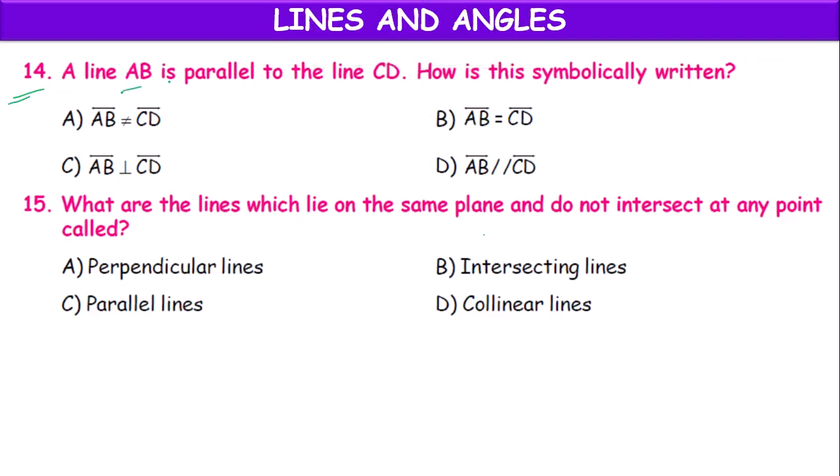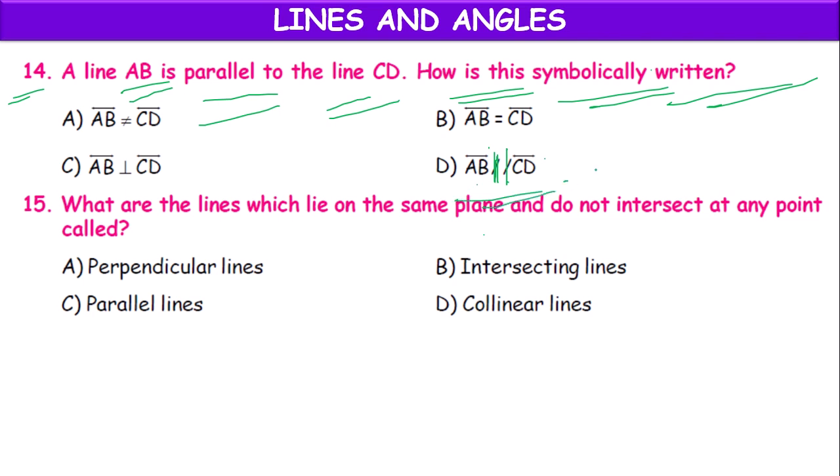Next, a line AB is parallel to line CD. How is this symbolically written? Parallel we can denote with two straight lines, not the cross lines, two straight lines. Option D, AB is parallel to CD. Option D is correct.